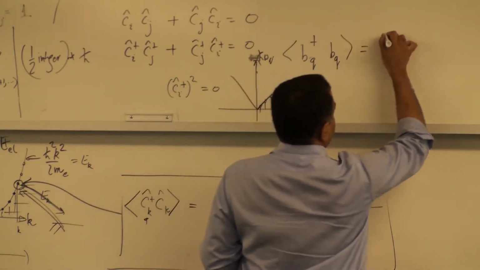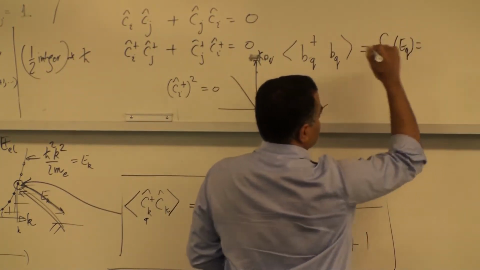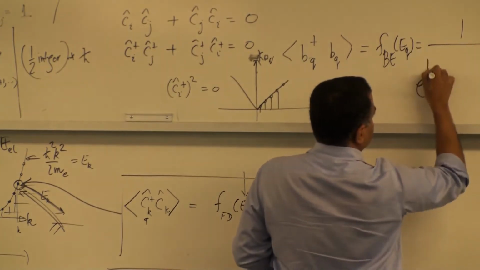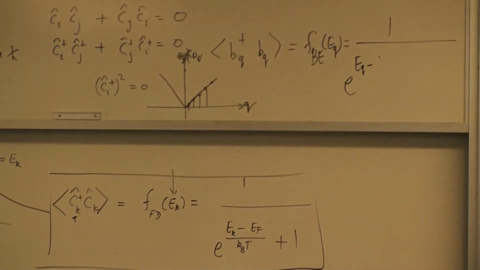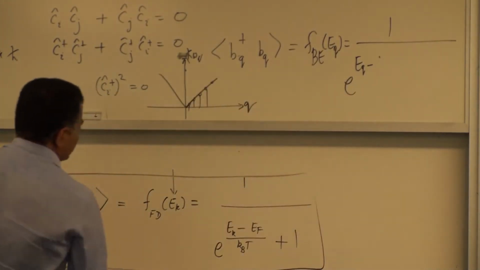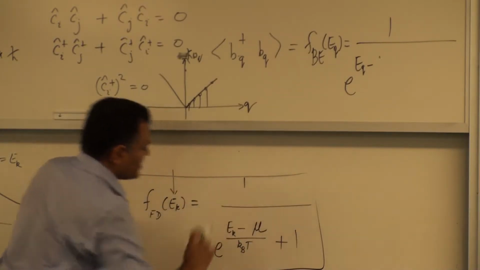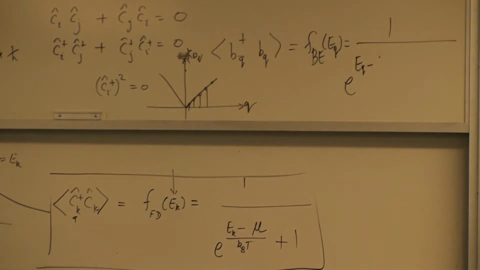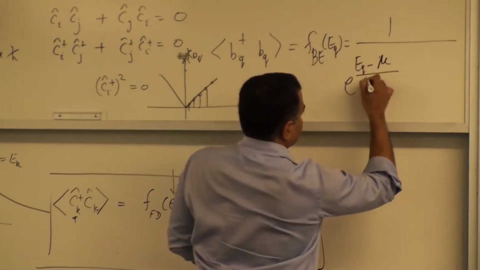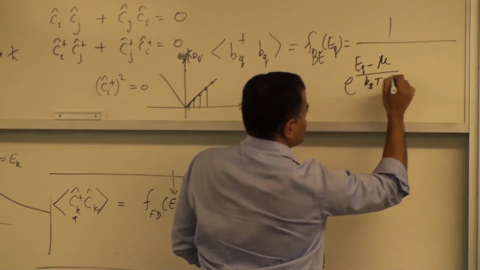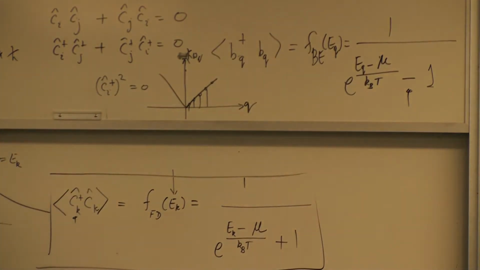The average occupation number is given by the Bose-Einstein distribution, for E sub q, the energy of that orbital, and e to the power E sub q minus, again, okay, you know what, E F is the Fermi energy, and I'm going to label it at this point as a chemical potential just to maintain uniformity between both. So E q minus a chemical potential, divided by the same Boltzmann constant times temperature, minus 1. So you get the minus here instead of plus.